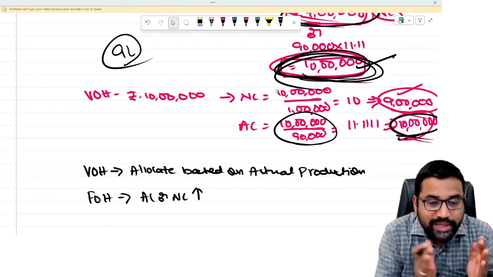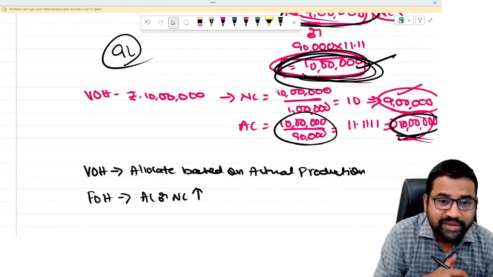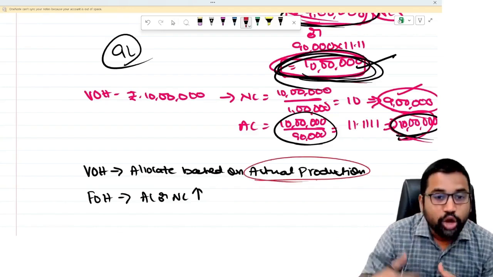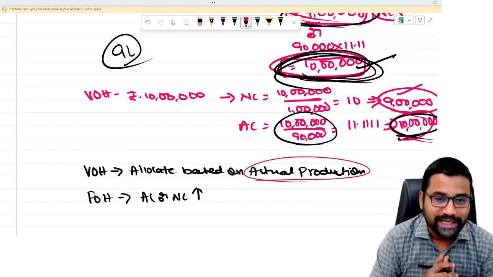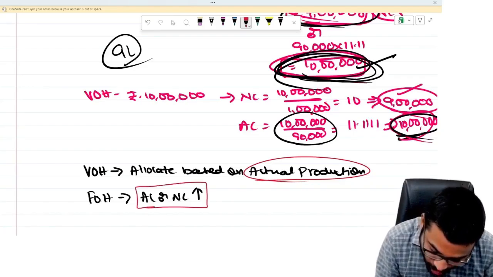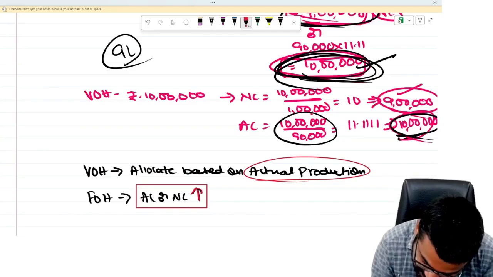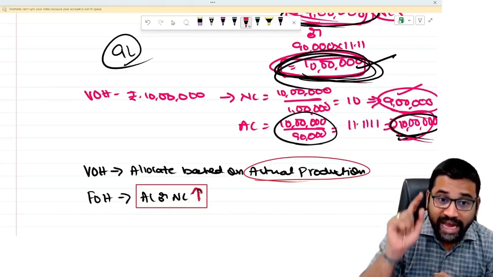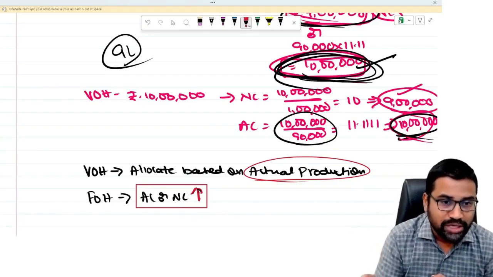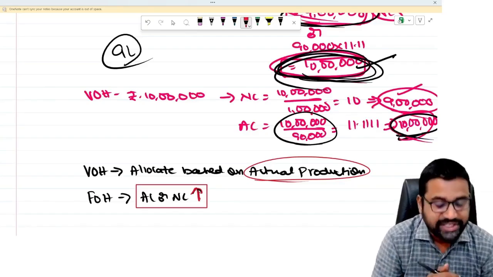Now these overheads are basically divided into two types: variable and fixed. Variable overheads are allocated based on actual production. Always allocate based on actual production. How many units you produced, based on that you allocate. But fixed overheads you always allocate on actual or normal, whichever is higher, not lower. You take actual production or normal production, or actual capacity or normal capacity. Both are the same only. Whichever is higher.